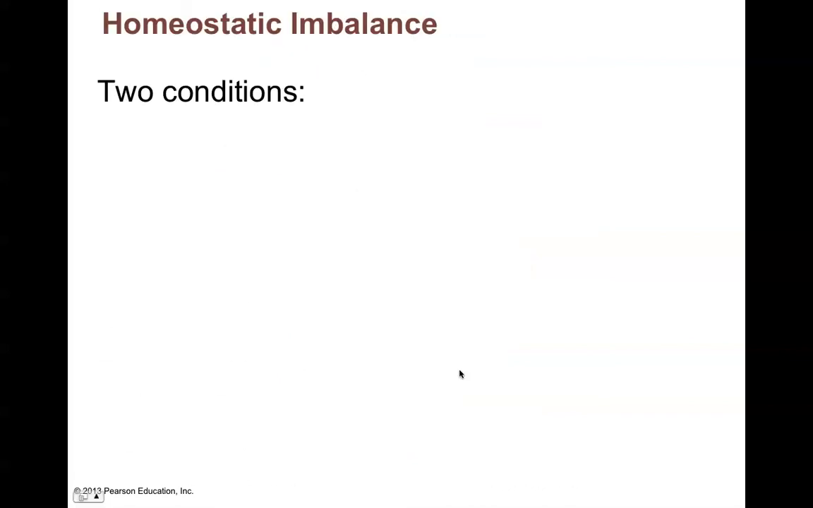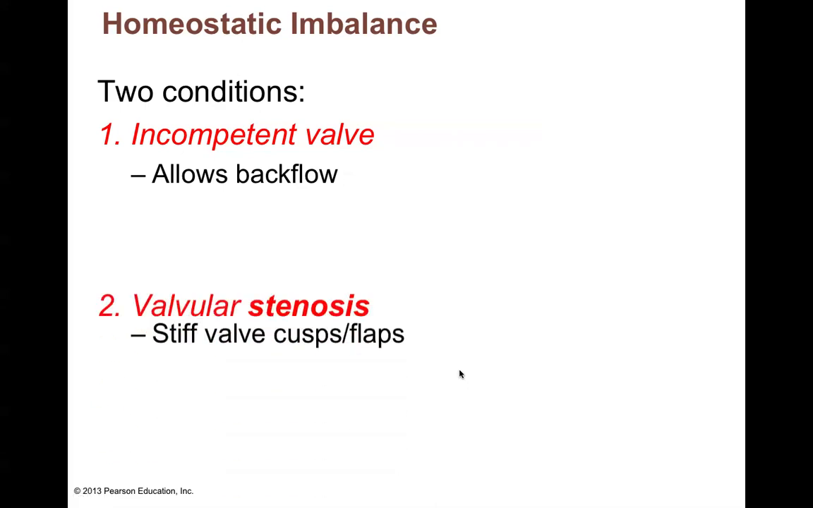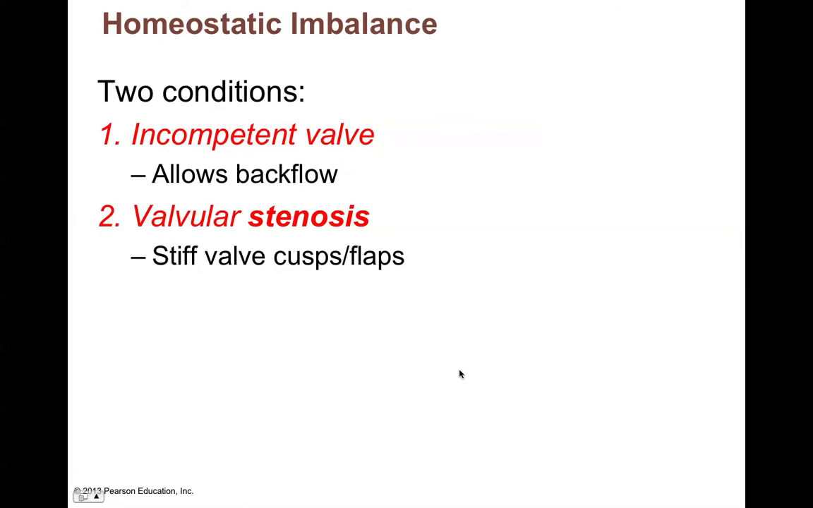Okay, homeostatic imbalance. There's actually two conditions that can happen with the valves. You can have an incompetent valve. It's allowing backflow of blood. Then you can have valvular stenosis. Stenosis means stiffening, and this is the stiff valve cusp or flaps. Either one of these is not good, and so you don't want blood to backflow. You don't want to prevent the flow of blood when the valve's supposed to be open. So the treatment would be valve replacement.